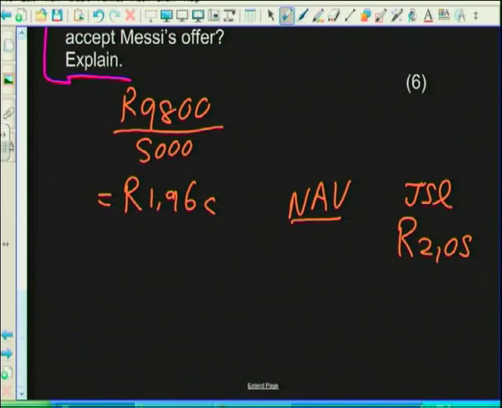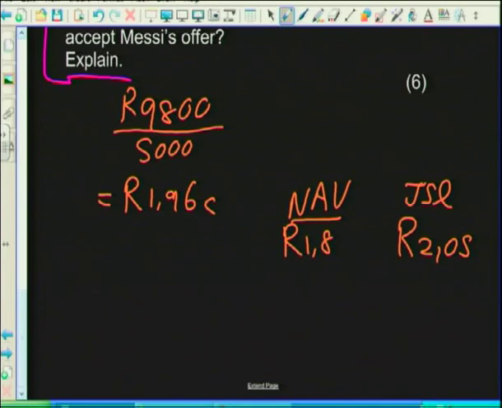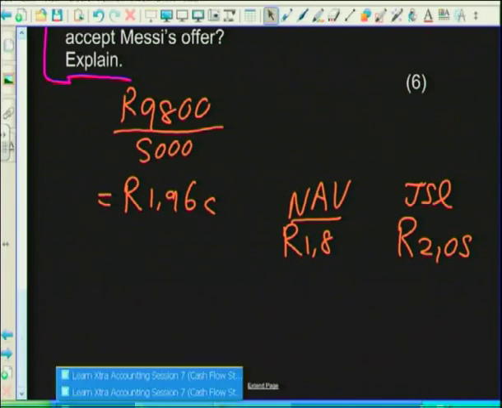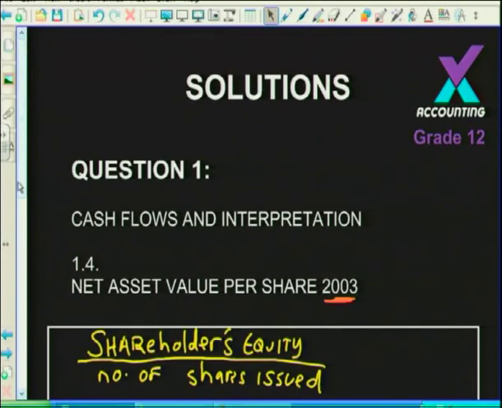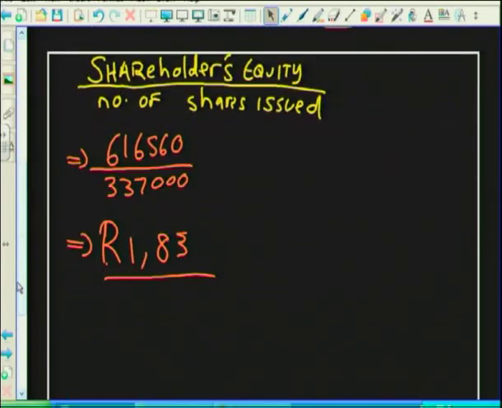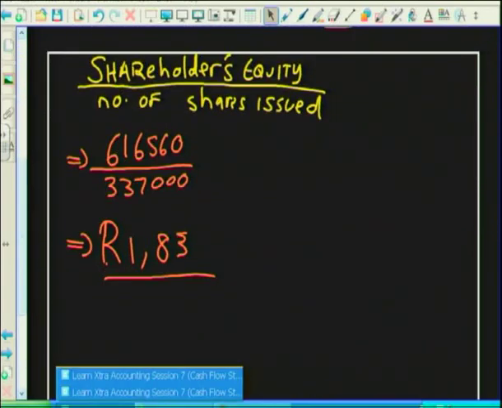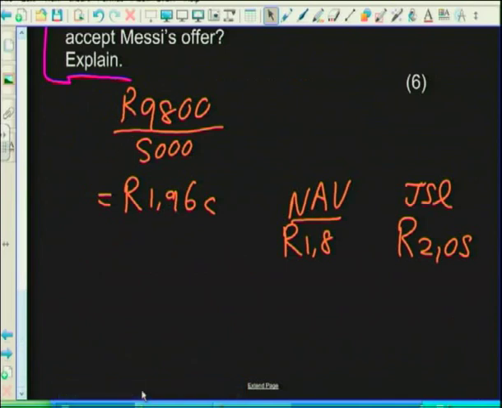Net asset value, something that we just calculated, it was 1 rand 80. Let's just go back to the answer quickly. Okay, it was 1 rand. What was that net asset value? There we go, 1 rand 83. Okay, so the net asset value was 1 rand 83 cents. So let's now compare this.